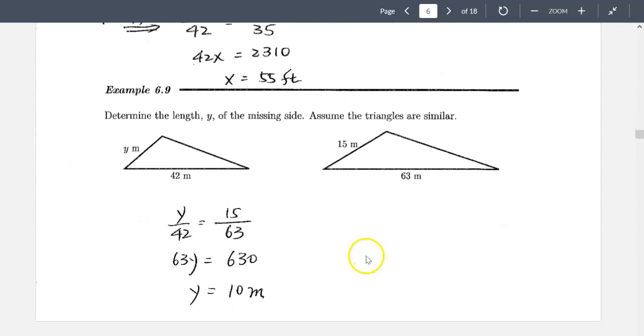Okay, same thing with this one. If you want to do y over 42, it must equal 15 over 63, a proportion. We cross multiply. So y times 63 is 63y. 42 times 15 is 630. Divide by 63 on both sides. y gives you 10 meters.